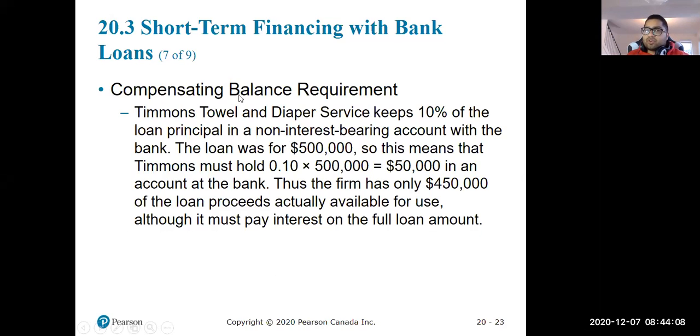Sometimes they may charge you a compensating balance. So you may have to block your money in the bank for the given time period. Towels and Diaper Services is asked to keep 10% of the loan principal in a non-interest bearing account with the bank. The loan was 500,000, so the firm must hold $50,000 in an account at the bank. Thus the firm has only $450,000 to use.